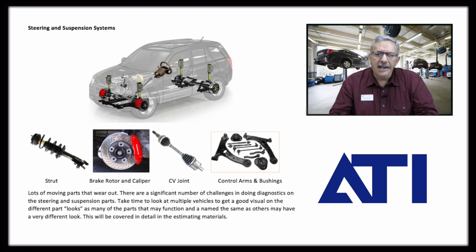The next thing that we look at is the control arms. Typically in a strut suspension, you'll have a lower control arm. The upper pivot point will be on the strut itself. And then you may have some systems where you have a short arm, long arm, which means you've got two control arms. So again, the diagnostics for those are going to be a little bit different. What's important here is there's lots of moving parts that can wear out.